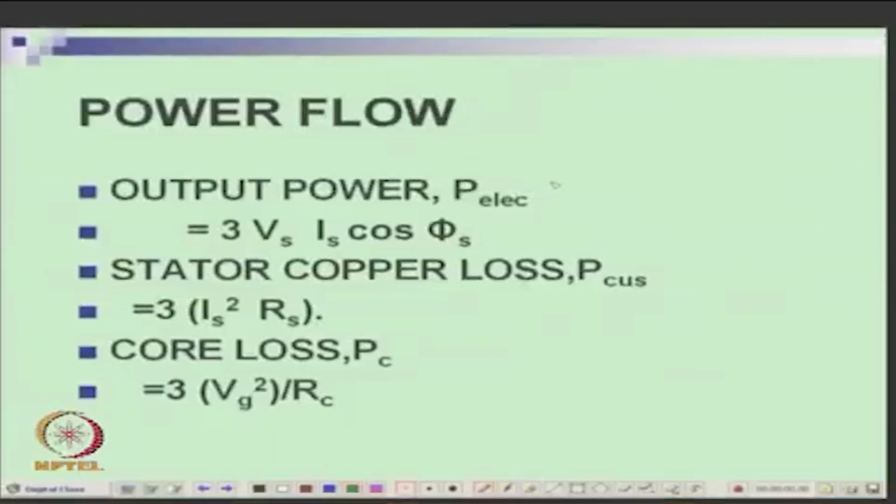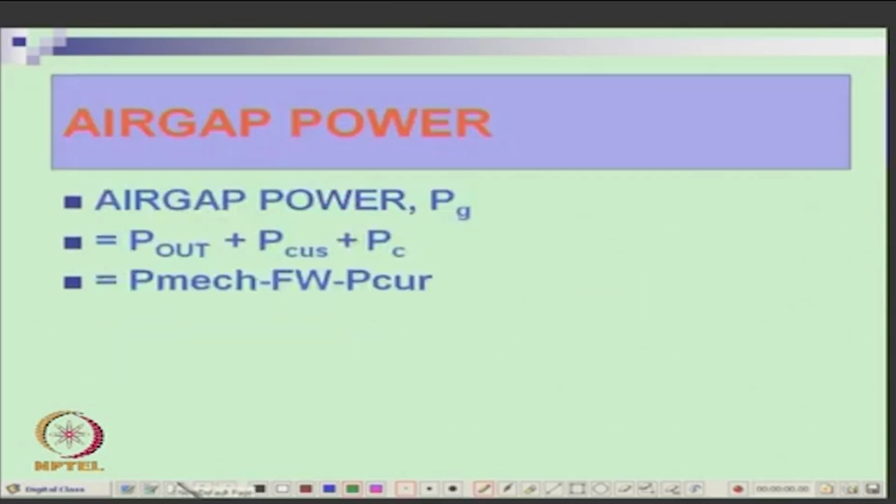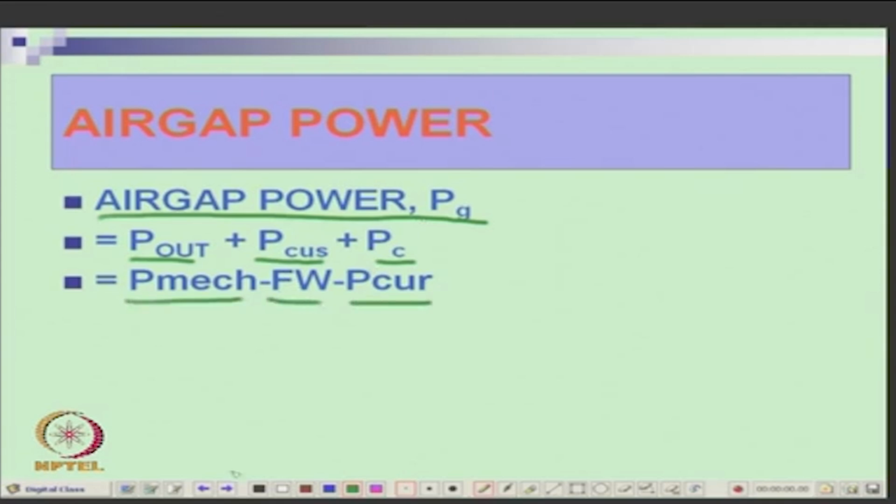And power flow: output power P electrical is 3 Vs Is cos phi s, stator copper loss is 3 Ir square Rs, rotor copper loss is 3 times Vg square by Rc. This is a standard equivalent circuit equation similar to a motor. Air gap power Pg is P out plus P Cus plus Pc, that means whatever output power it feeds to the grid plus stator copper loss plus core loss is what is coming out of the air gap, and that will be equal to the mechanical power minus friction, windage and P Cur, which we have already seen.